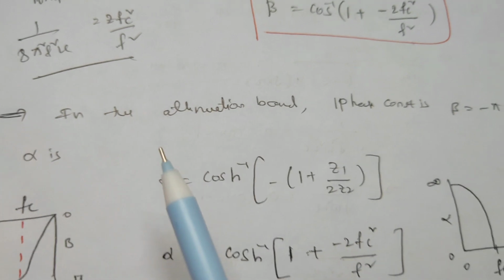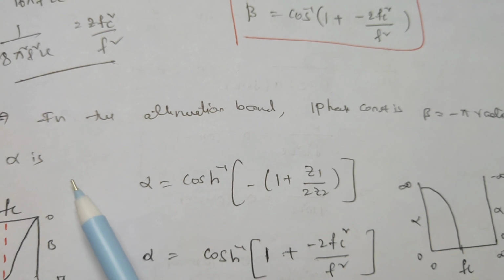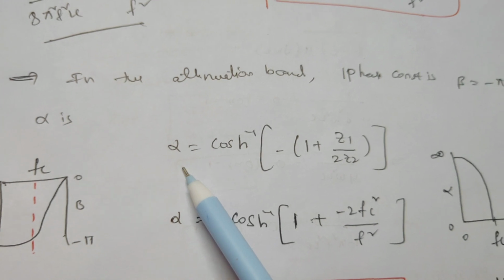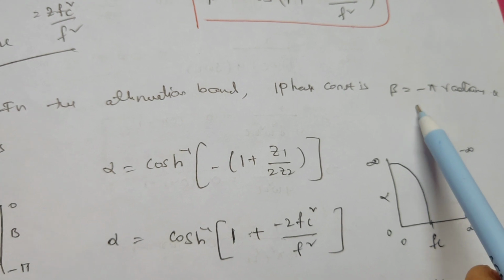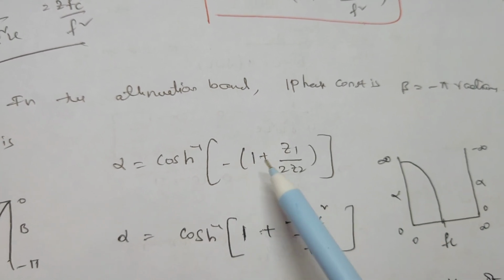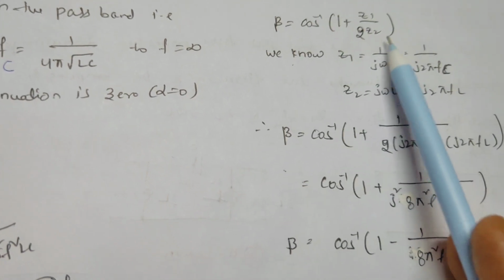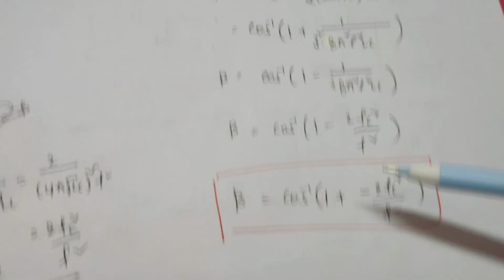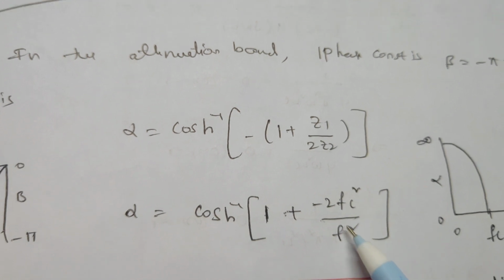And coming to the attenuation constant value, in the stop band region you get an attenuation constant value, whereas the phase constant value is minus pi radian. So simply substitute: alpha is equal to cosh inverse of, applying this phase difference of minus pi, minus of 1 plus Z1 by 4 Z2. Upon simplifying this, Z1 by 4 Z2 becomes 2 into fc square by f square. So therefore Z1 by 4 Z2 is 2 fc square by f square.